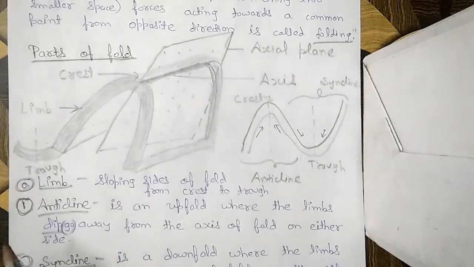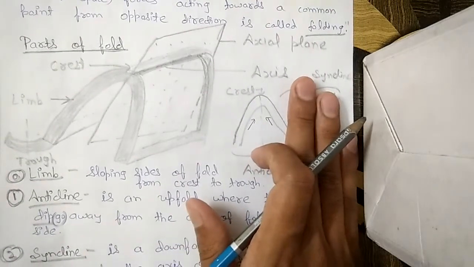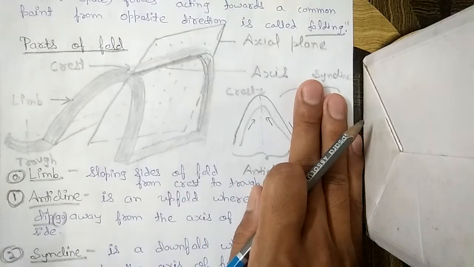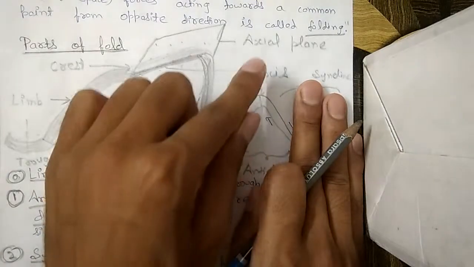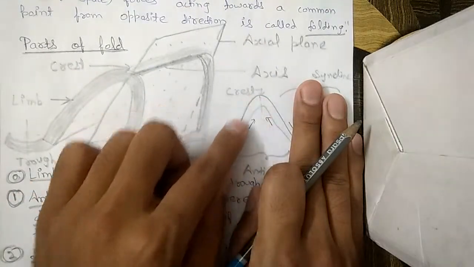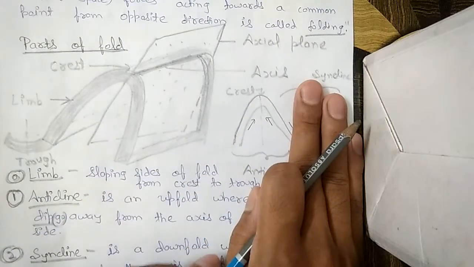Now let us move ahead. What is an anticline? An anticline is an upfold where the limbs dip away from the axis of the fold on either side. This is the diagram of an anticline. You see, this much part is an anticline. In this, the fold is in an upward direction, so this is an upfold, and the limbs are dipping.